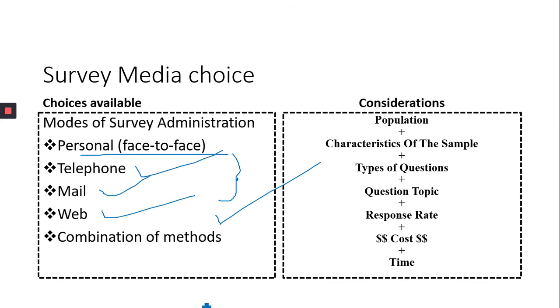But how do you decide which one to use? Whether to use face-to-face. Obviously, face-to-face can be costly. I know currently it's very hot when you have to do face-to-face. It's not easy. So you need to check the population, characteristics of the sample, types of questions to be asked, question topic, response rate, the cost, and the time. All these are the factors that influence what mode of survey administration one must use.